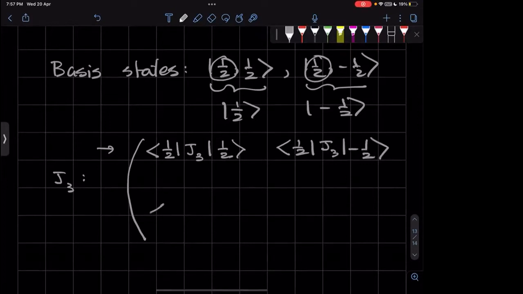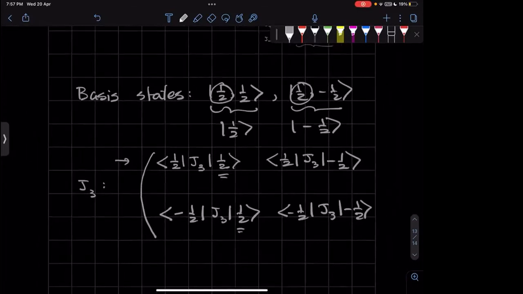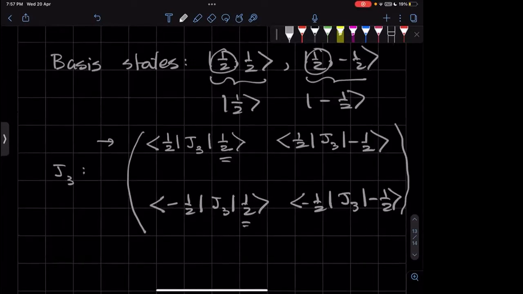So here, if you're looking at the next row, it'll be minus half J3, the same column. So this and this are the same. And here we'll have minus half J3 minus half. Okay, so this is going to be the matrix representation of J3 in this representation.